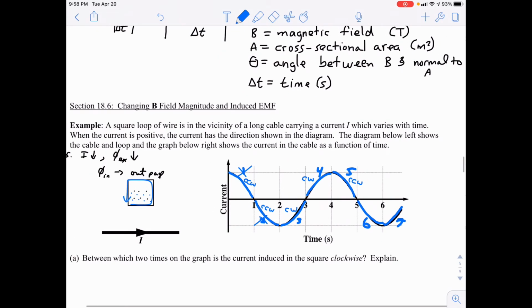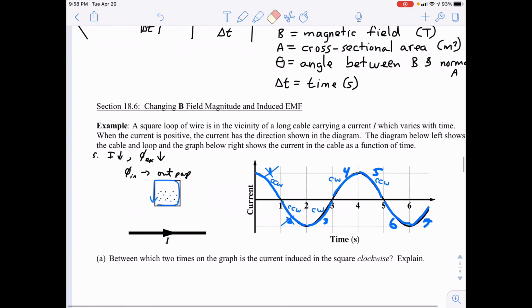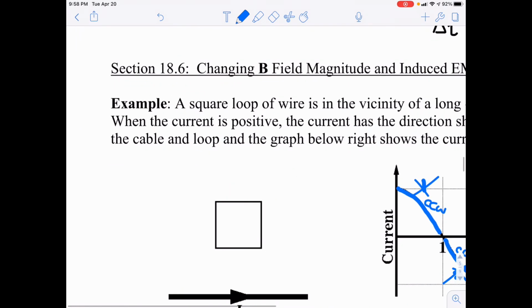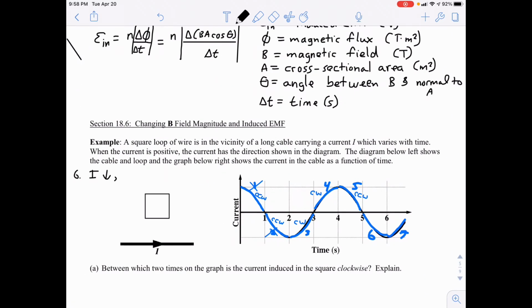Okay, and we'll take a look at time interval number 6. I think you're getting the hint here. I'm going to show you a little trick to this in a second, but let's see if you can figure out the hint before I share that with you. In time interval 6, you're going from 0 current to maximum negative current. The current is not decreasing, the current is increasing because you're going from 0 to maximum. So the current is increasing.